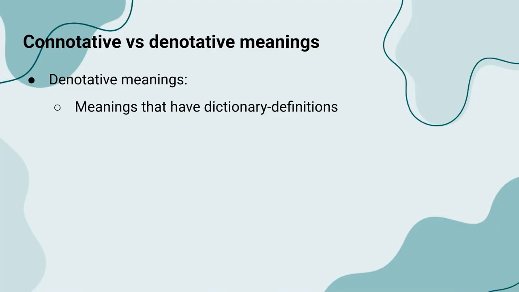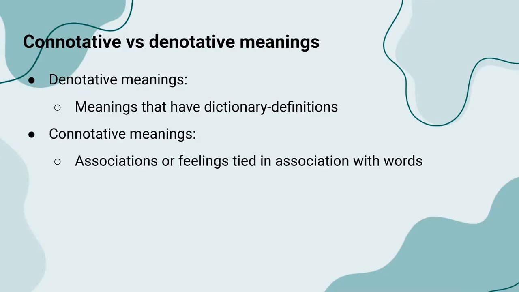A denotative meaning has a dictionary definition. They have dictionary definitions. I don't know why there's a dash there. That's a mistake. But again, it starts with a D, dictionary, if that's how you can remember it. And then connotative meanings are ones that have associations or feelings tied to words. That was not written well at all. I used association twice. That's a mistake. But point being, connotative are all about feelings and emotions. How do you feel when you're reading something? Denotative are what they mean.